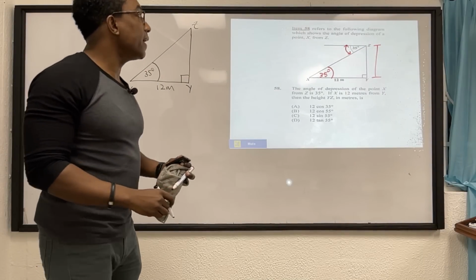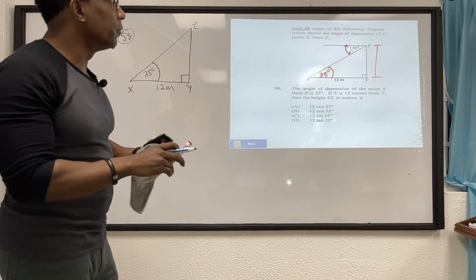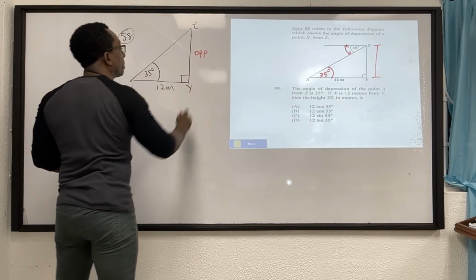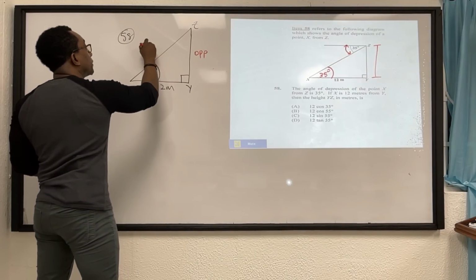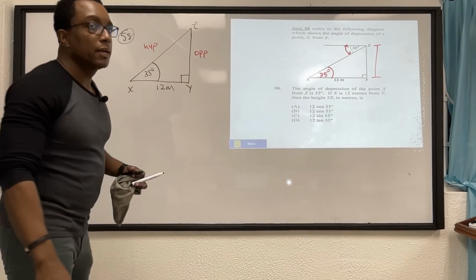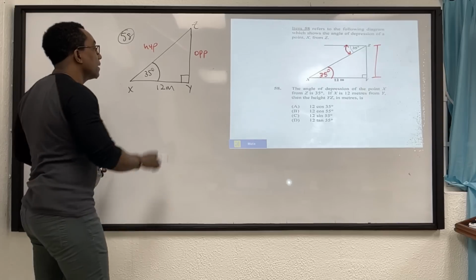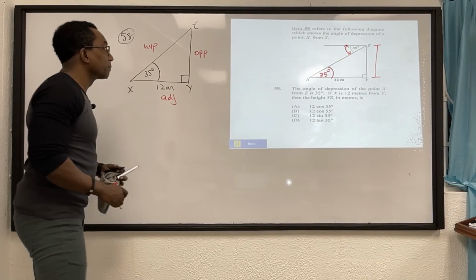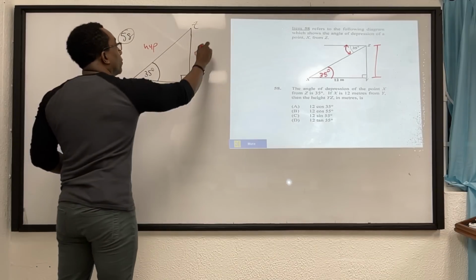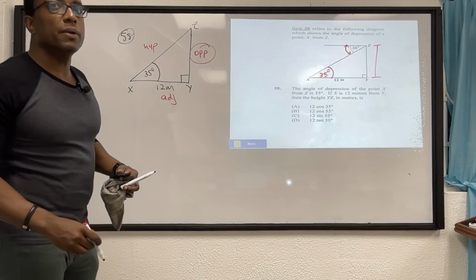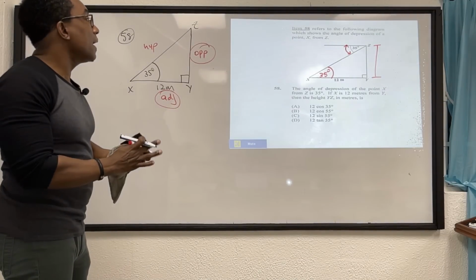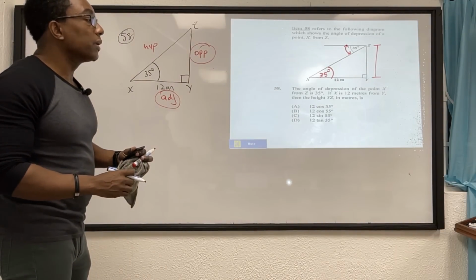So for me to find the height YZ, the first thing I'm going to do is to label. This will be my side opposite. This here is my hypotenuse, which is opposite the right angle. The side opposite is always opposite the acute angle, in this case 35 degrees, and this side will be my side adjacent. To find the height YZ, I often circle the side I need to find, which is opposite, and I circle the side I have information for, which is adjacent.